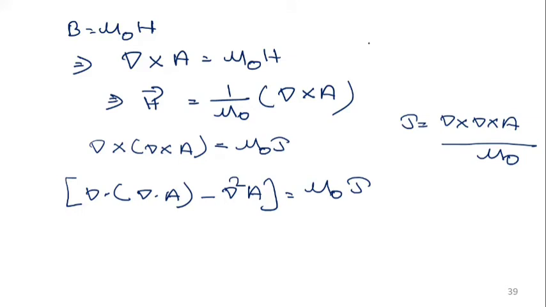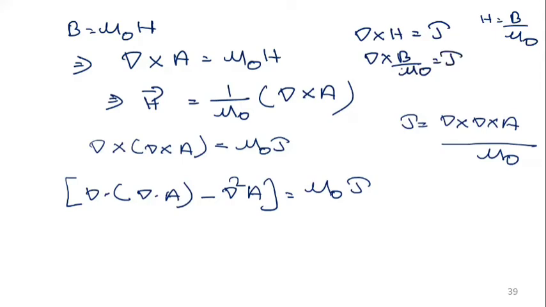So one step I missed here, I will show you. We know that del cross H is equal to J. Then H is equal to B by mu 0, right? From that you get del cross B by mu 0 is equal to J. So here we substitute this equation, and then we get J equal to del cross A by mu 0. So from there we get del cross A is equal to mu 0 into J.